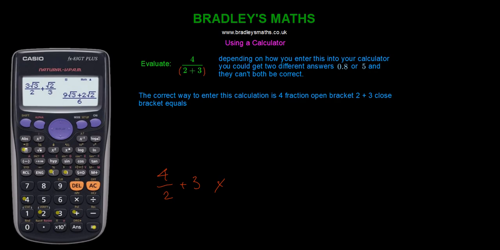So what you have done is this: 4 fraction, open brackets, 2 plus 3, equals, and you have got the answer on your calculator screen, 0.8. Okay, and this is correct. All right, so you have to make sure that you put the brackets in to give you the correct answer. So when do we put the brackets in?